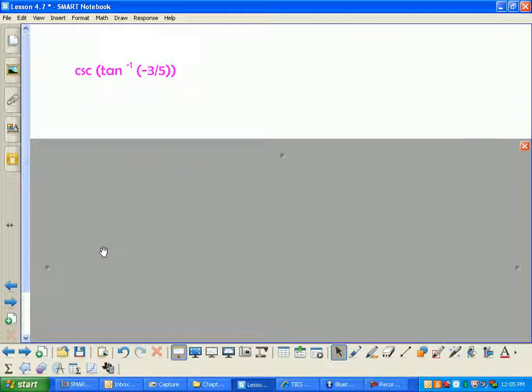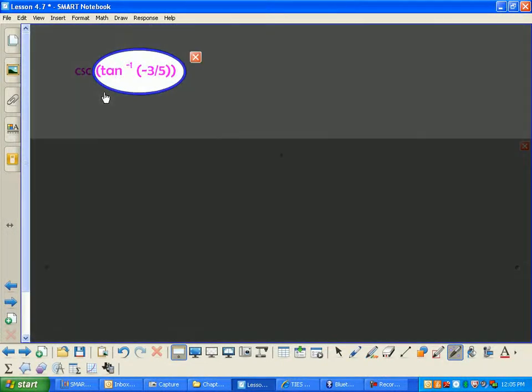Okay, this is when drawing your triangle in the right quadrant is really essential. So what this problem says is find the cosecant of the inverse tangent of -3/5. Well, first of all, what you find the cosecant of is an angle measure. So what I just scribbled out must be an angle, because the only thing you can find the cosecant of is an angle. So I'm telling you that this is an angle measure. So this says find the one special angle whose tangent is -3/5.